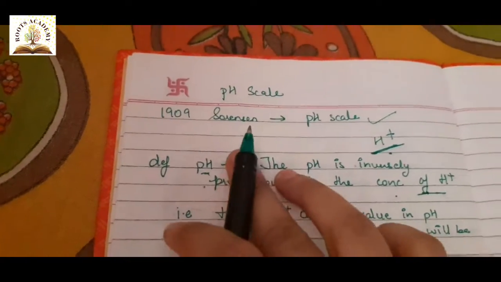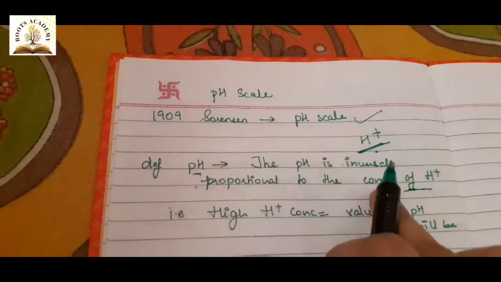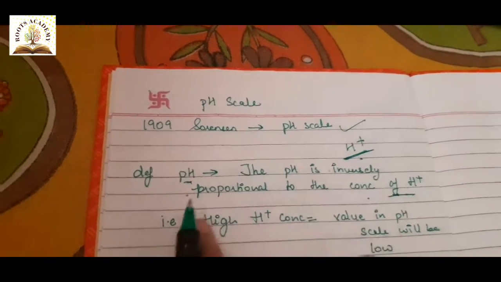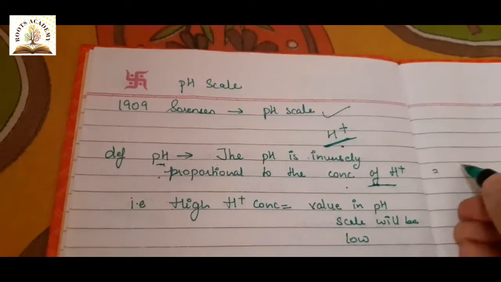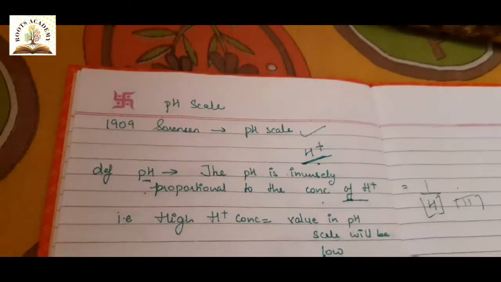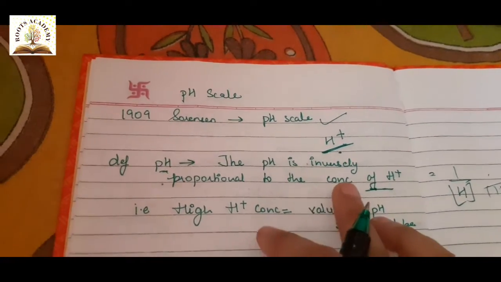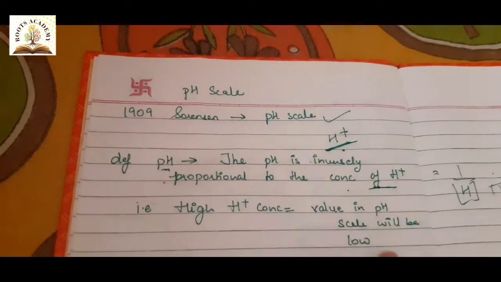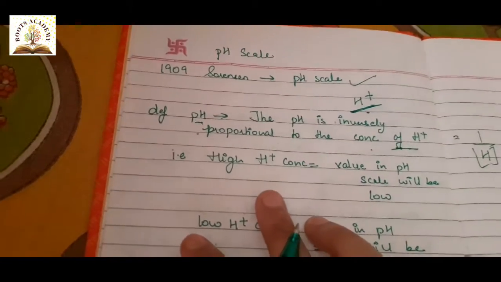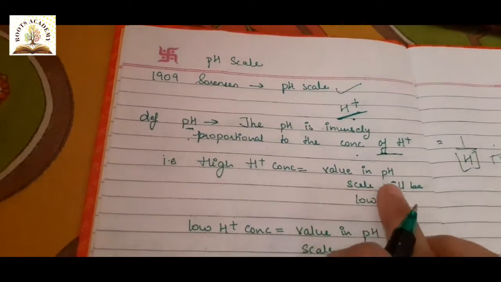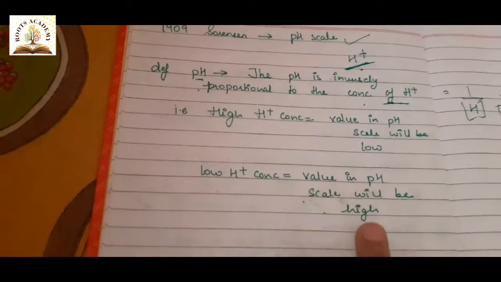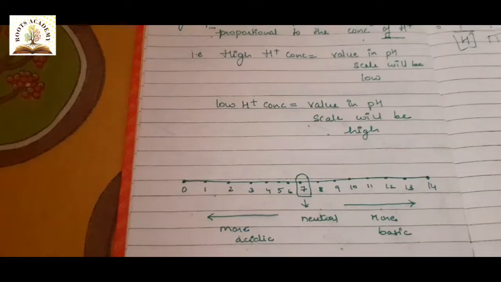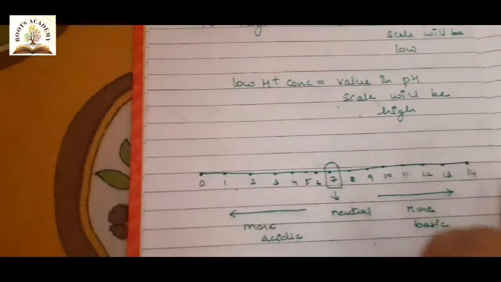Now another concept, the pH scale, devised by Sorensen in 1909. This scale measures the concentration of hydrogen ion. What is pH? The pH is inversely proportional to the concentration of H plus ions, that is 1 upon H plus. High H plus concentration means the value on the pH scale will be low. If the H plus concentration is low, then the value on the pH scale will be high. This is your pH scale. It starts from 0 to 14.